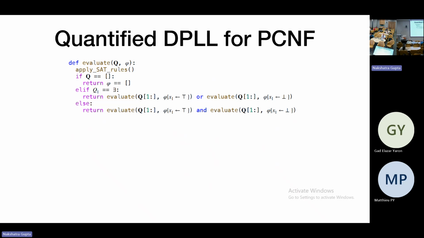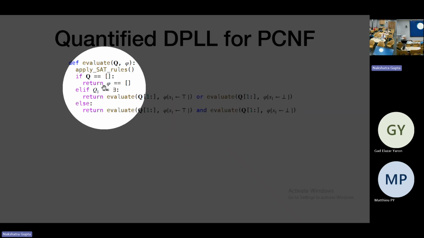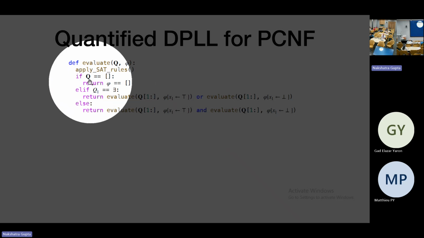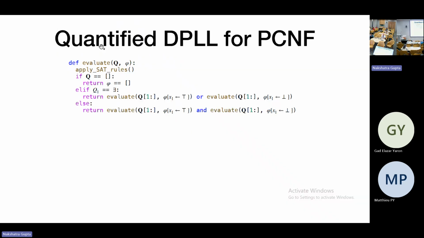Okay, so I'm going to call this subroutine apply SAT rules. You can add that at the beginning of your recursive evaluation algorithm to sometimes shortcut the algorithm and immediately give you a result.